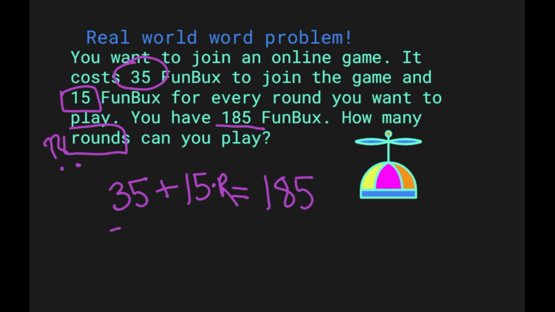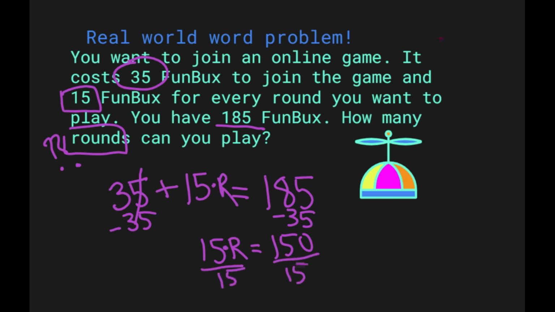So let's jump in here and start using our algebra powers. I'm going to subtract this 35 from both sides. 150. This is held by multiplication. I'm going to divide. And R equals 150 divided by 15 equals 10. I can play 10 rounds.